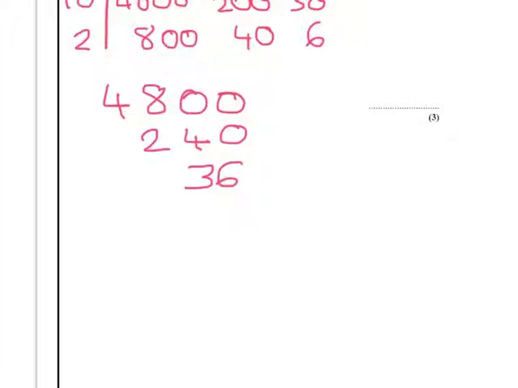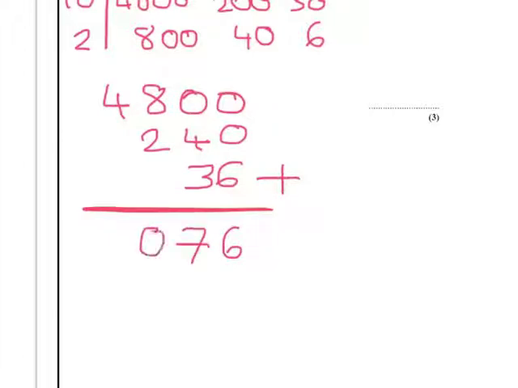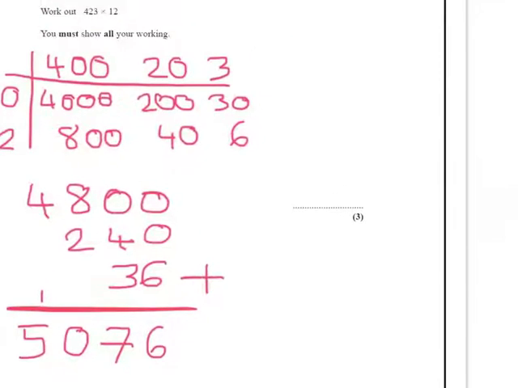So if we now just add those together, that's going to be 6 in this column, 7 in this column, 10. So what we do is put the 0 there and carry the 1, and 4 plus 1 is 5. So the answer is 5,076. So I'm going to come over here, 5,076. That's it, that's your 3 marks.